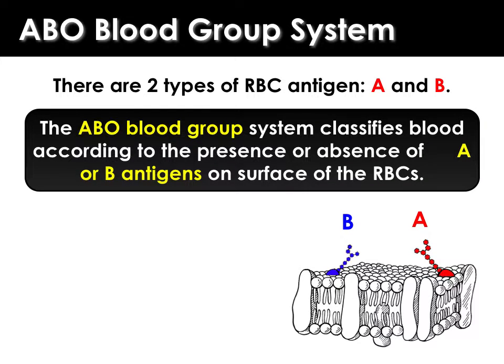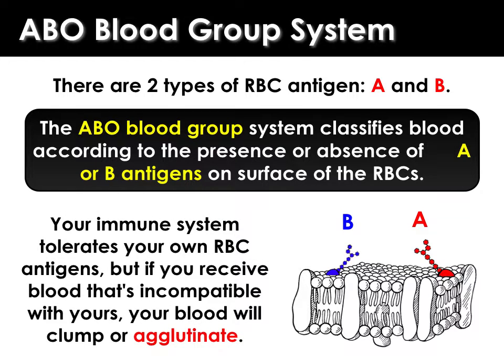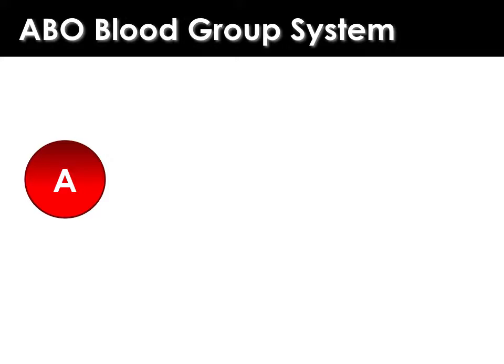The ABO blood group system classifies blood according to the presence or absence of the A or B antigen on the surface of the red blood cells. So again, you have red blood cells, and you could have either an A antigen or a B antigen on the surface of your red blood cell. The immune system will tolerate your own red blood cell antigens, but if you receive blood that's incompatible with yours, your blood will clump together, or agglutinate is the scientific word for that.